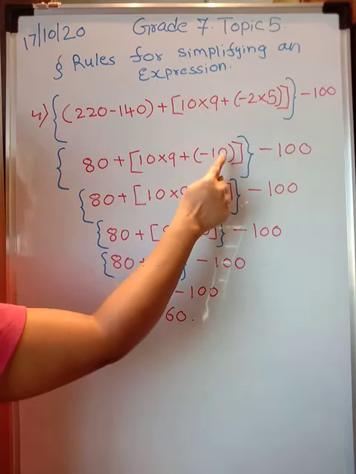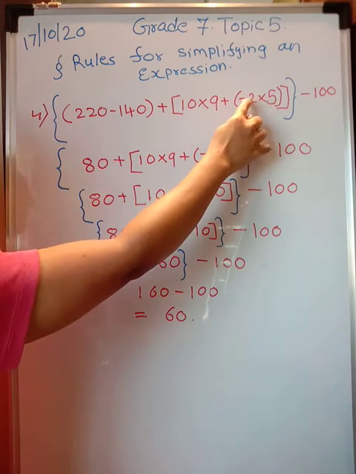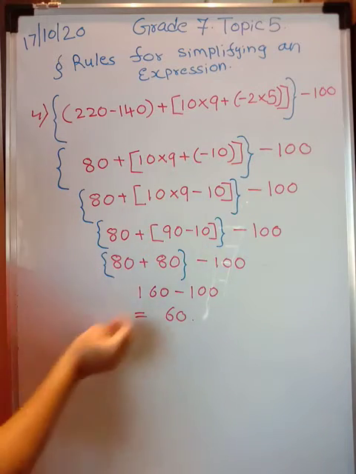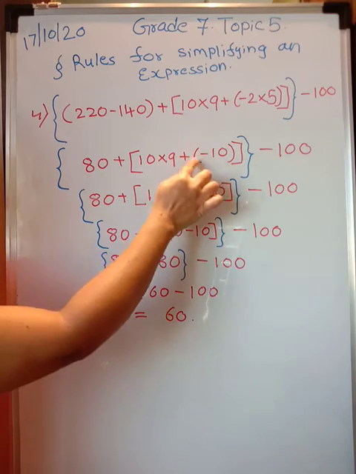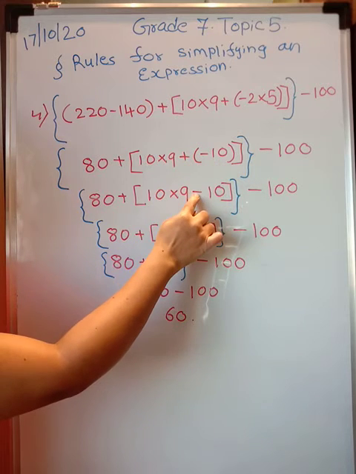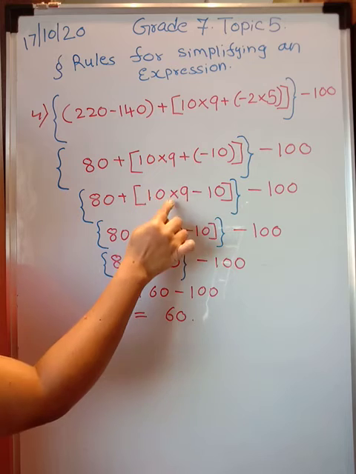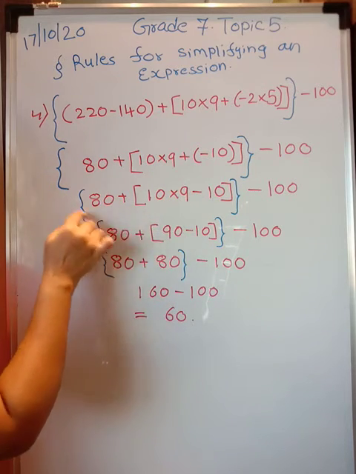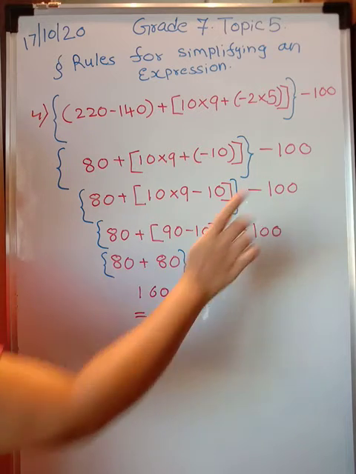So 2 into 5 is 10. Plus, minus into plus is minus. So we got minus 10. Minus 100 as it is. Now here also two signs are coming together. So I have put here a bracket. Okay. Plus into minus is again minus 10. So 10 into 9 minus 10. This becomes one bracket. Here plus 80, again blue bracket, minus 100.